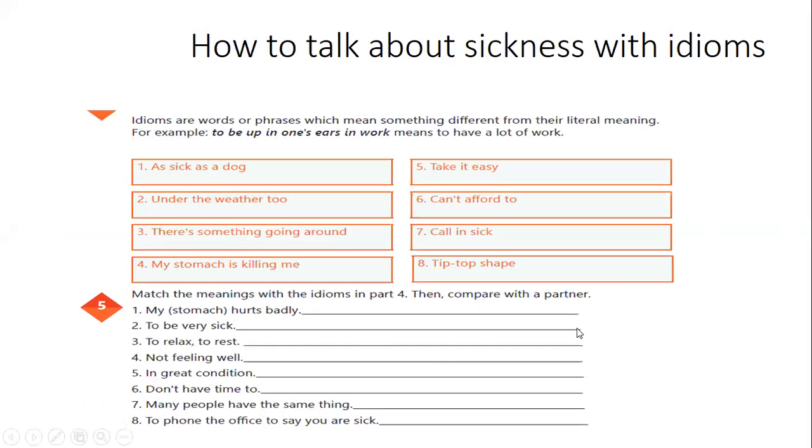According to the idioms that I explained before, I have here the real meanings or the real expressions. But I want to explain that idioms are words or phrases which mean something different from their literal meaning. For example, to be up to one's ears in work means to have a lot of work. It's like estar hasta los oídos, ¿verdad? En el trabajo es como tener mucho trabajo. Esa sería la forma correcta. My stomach hurts badly es el equivalente a decir my stomach is killing me. To be very sick, it's like as sick as a dog. To relax, to rest, is take it easy.